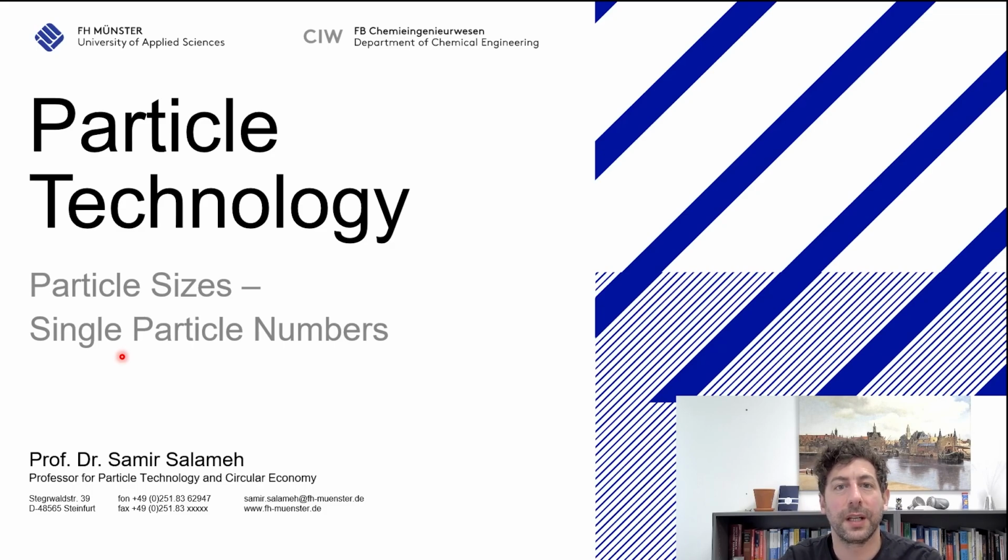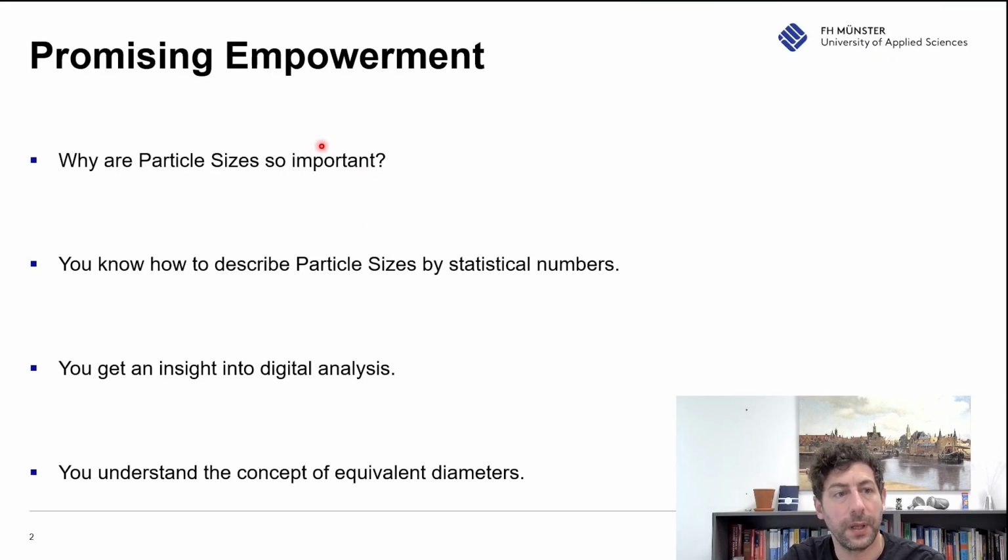In this video I would like to talk about particle sizes and especially about how to determine the size of single particles. Therefore, I have the following plan for this video. I would first like to introduce the question why particle sizes are so important. Then I would like to give you the knowledge about how to describe particle sizes by statistical numbers. You will get an insight into digital analysis, how we use digital tools, and finally you should also understand the concept of equivalent diameters.